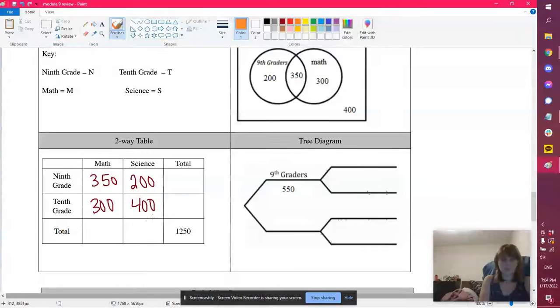Now that we have these filled in, we're going to add all of these rows and columns together. And both of them equal 1250, which means we did a good job. When we did the tree diagram, the test is already split up into ninth graders, so this one must be 10th graders.